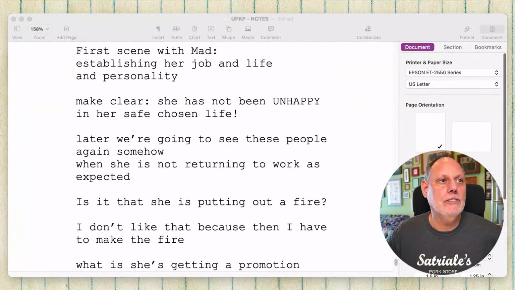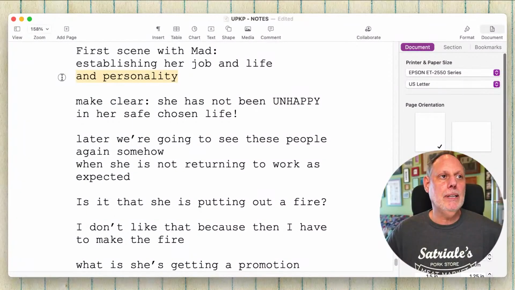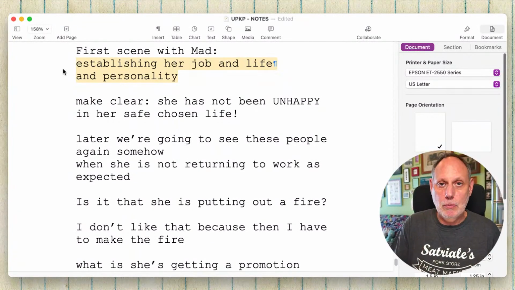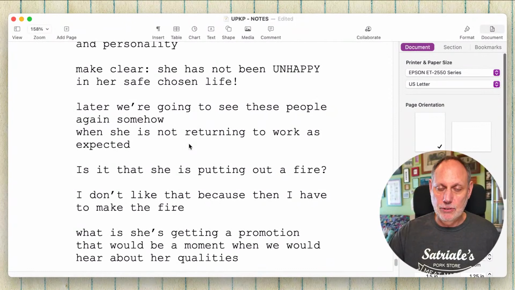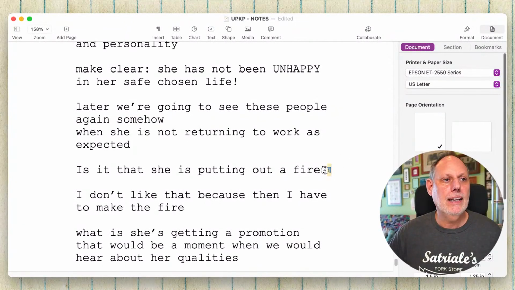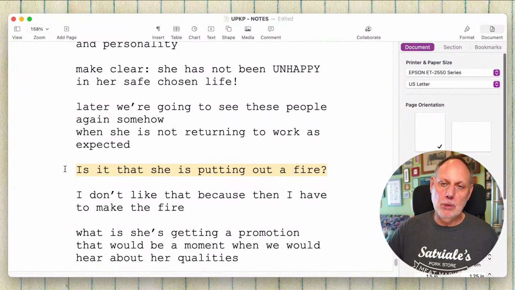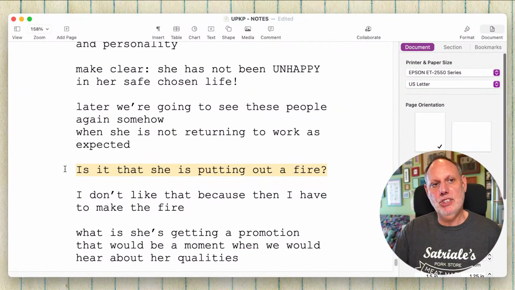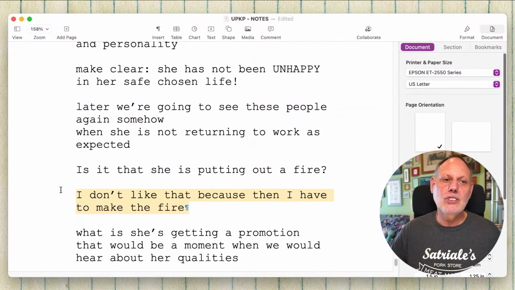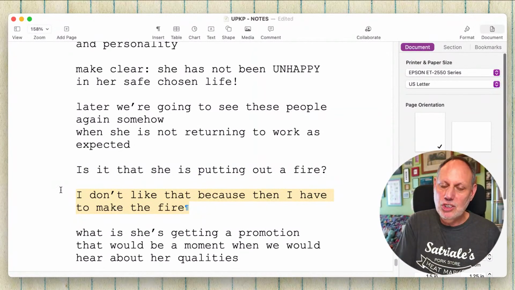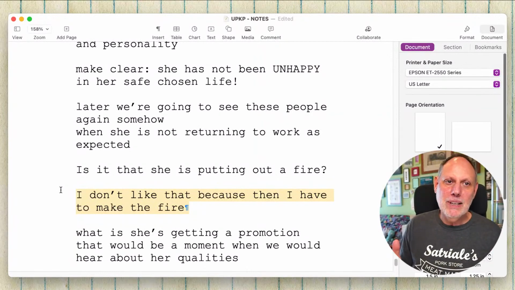So I said to myself, we are establishing her job in life. That means she's going to be working with someone in her office, because what she does is she is a data analyst for a financial company. And I thought, is she putting out a fire? Because that would show how competent and confident she is. But I changed my mind. I decided I didn't want to do that because I don't want to make the fire just to show her putting it out. I know that sounds silly, but it's actually true.